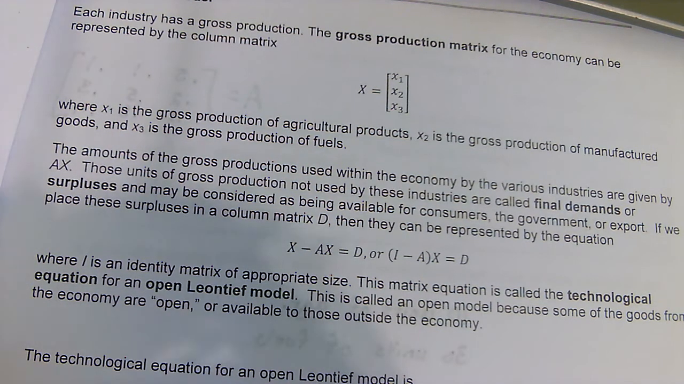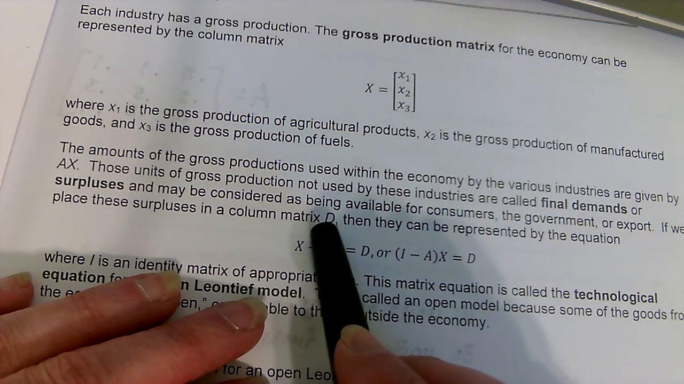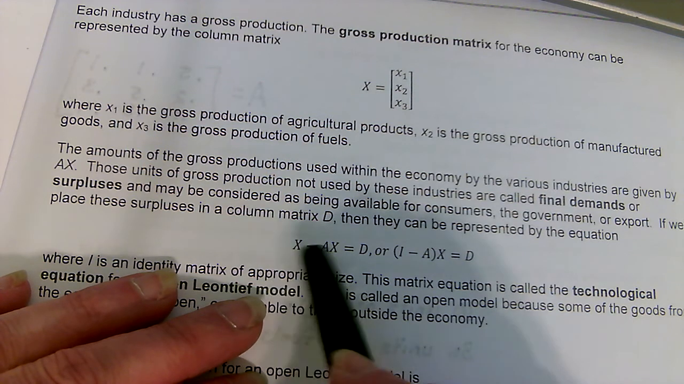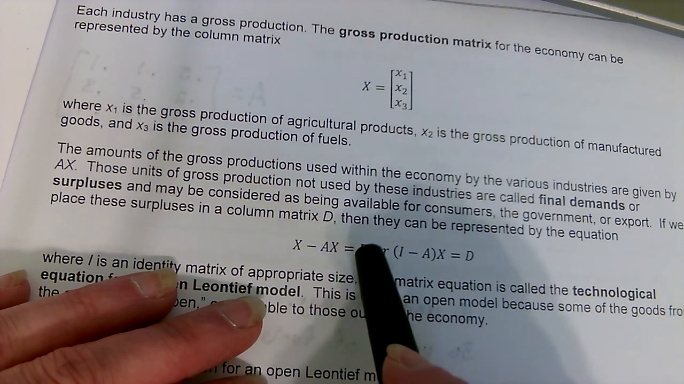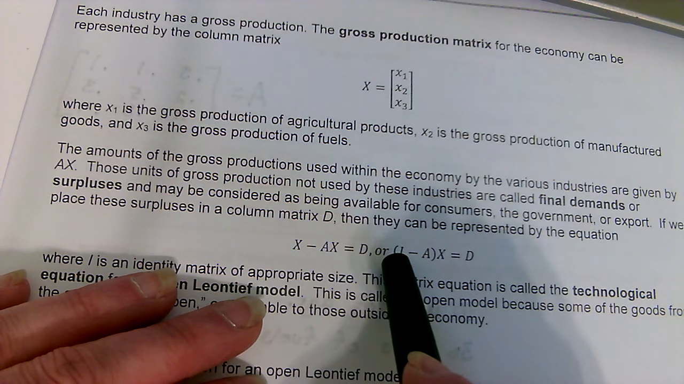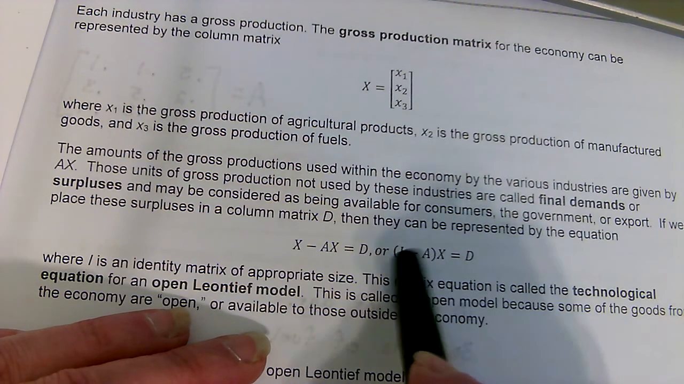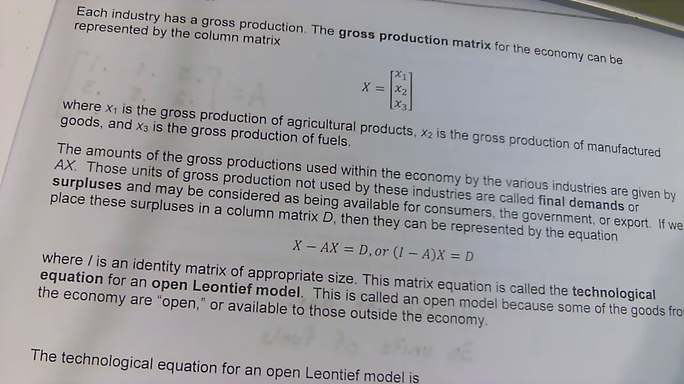Those units of gross production not used by the industries are called final demands or surpluses. So the surpluses would be D. If I had my gross production minus what was used, I'd have my surplus. And I could factor out the X. And in matrices, the identity matrix is kind of like a 1. So I minus A times my production would give me my surplus. And this is called the open Leontief model.